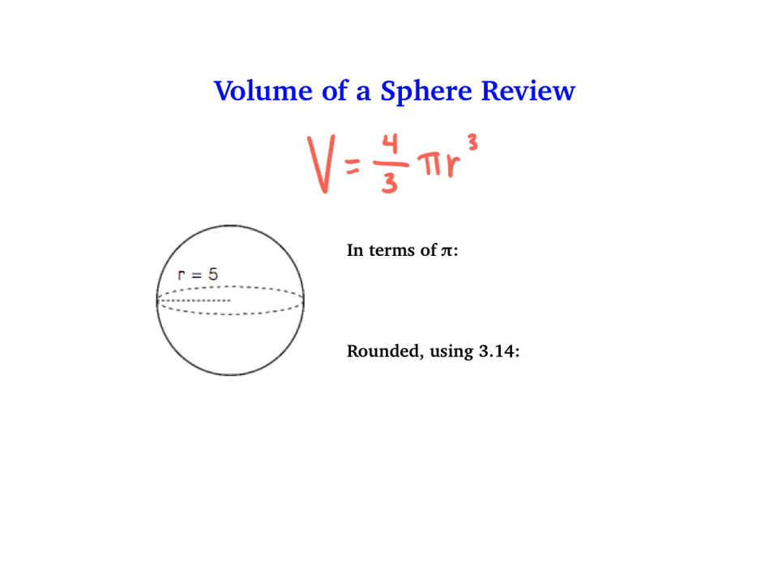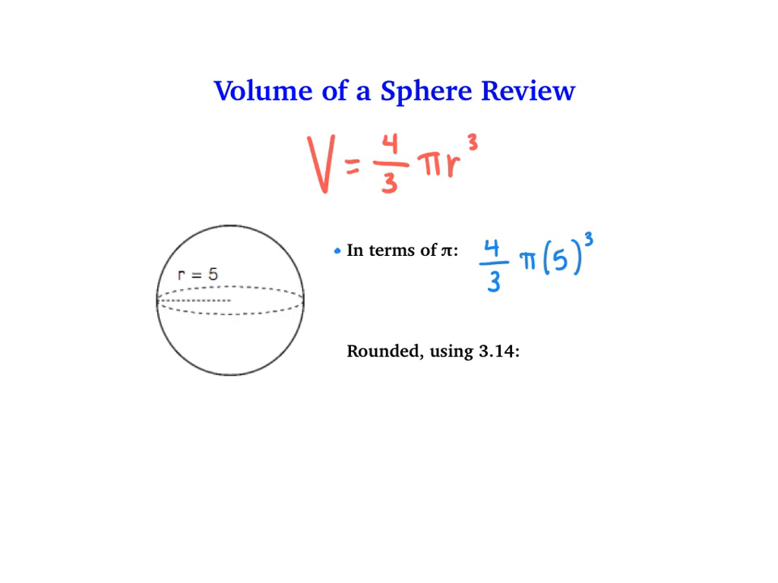Today we're going to talk about a couple of things that are new to you. The first will be something called in terms of pi, and you may remember this from calculating the circumference and area of a circle last year. So in terms of pi is doing everything except for pi. So for this particular example, I would be plugging in 5 for my r value, so 5 cubed. And then what I'll be doing is everything except for pi.